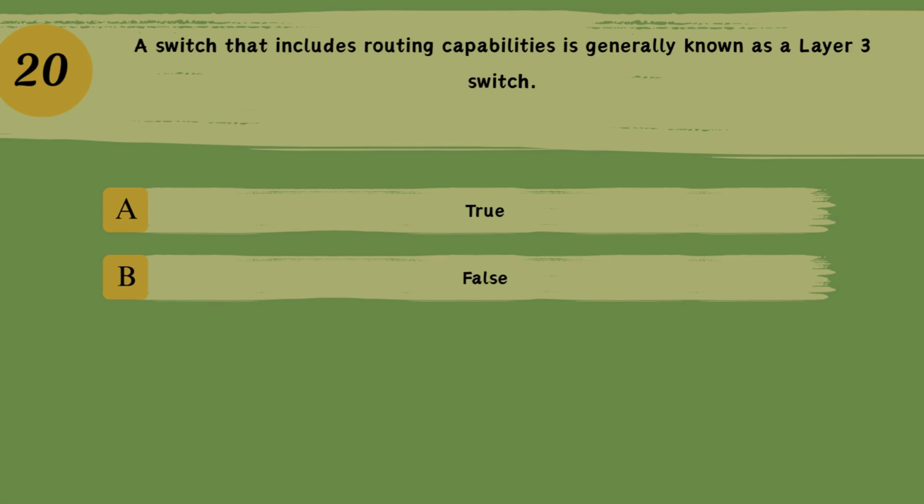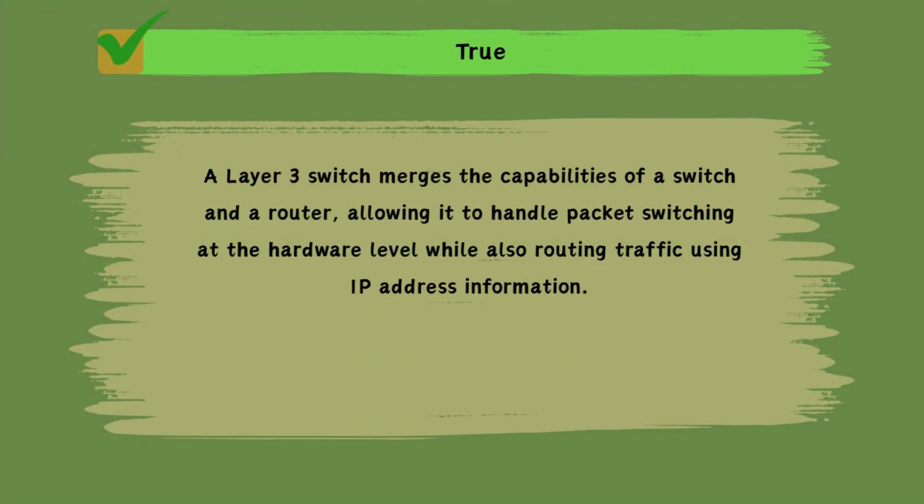Question 20. A switch that includes routing capabilities is generally known as a Layer 3 switch. A. True. B. False. Correct answer, A. True. A Layer 3 switch merges the capabilities of a switch and a router, allowing it to handle packet switching at the hardware level while also routing traffic using IP address information.